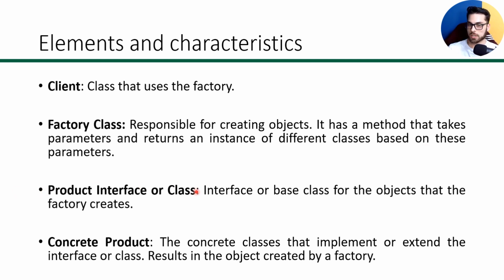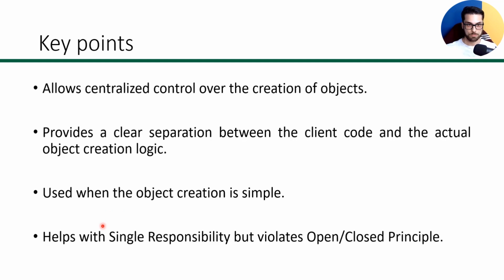Product interface or a class: an interface or a base class for the objects that the factory creates. So a representation of the base type, or the base product, that we want to create in the end. Concrete product: the actual concrete class that implements or extends the interface or class. It results in the object created by a factory. So the concrete product is the actual object we want in the end. Key points, I will go back to them in a bit.